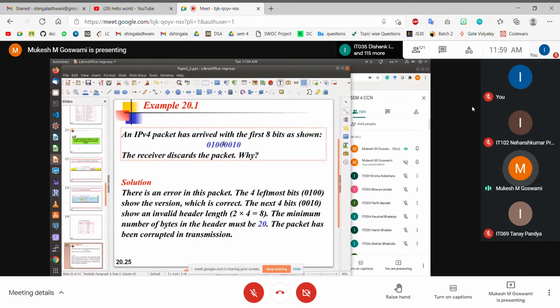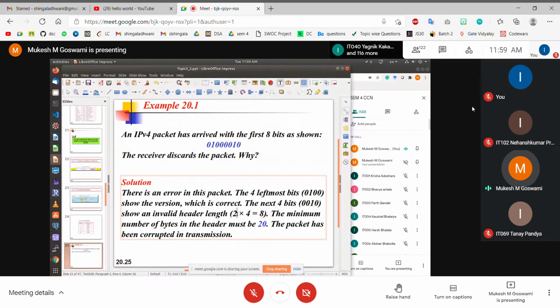The next 4 bits are actually the header length, right? So what is the value of the next 4 bits? The next 4-bit value is going to be equal to 0010. 0010 means the H length value is equal to 2. So if the H length field is equal to 2, what is the length of the header? The length of the header can be obtained by multiplying the H length value with 4.